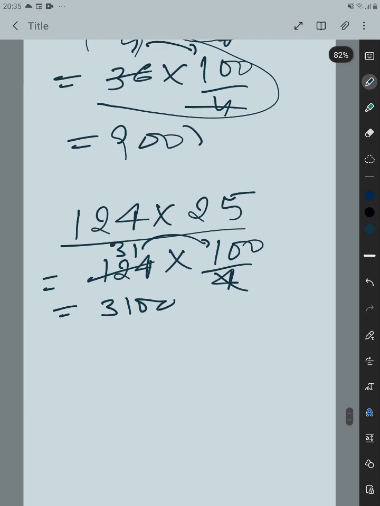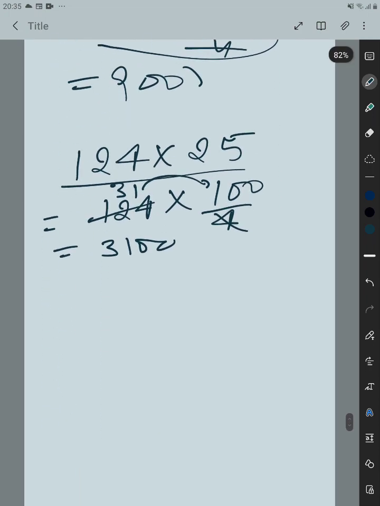So other numbers also you can take, like you can take another number which has 5 at the unit digit. So those numbers also can be considered like this only.